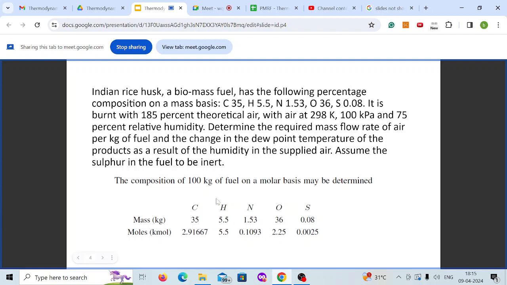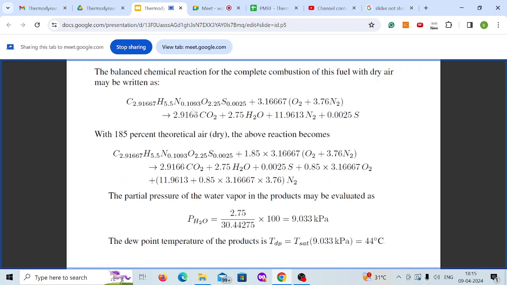Your fuel contains all these five components with the corresponding numbers. So you can express the fuel like this: carbon 2.91667 moles, hydrogen 5.5, nitrogen 0.1093, oxygen 2.25, and sulfur 0.0025. This is what is given in the problem. And then it is combining with air.